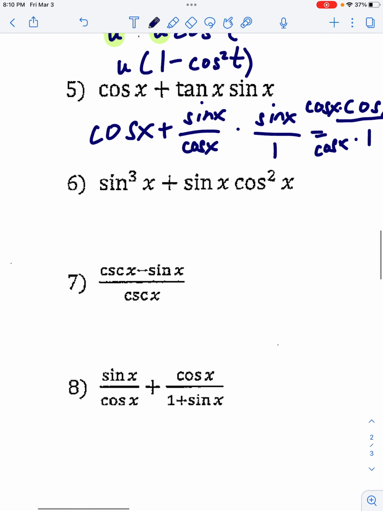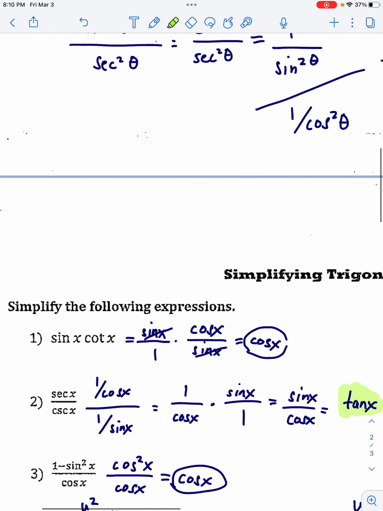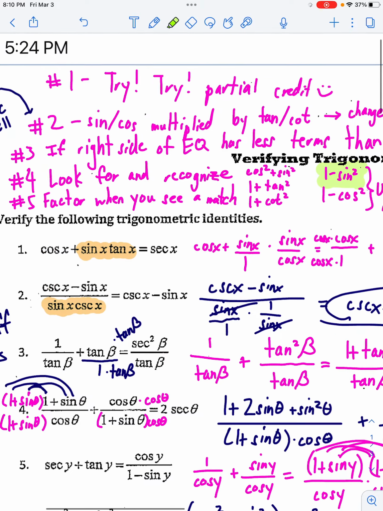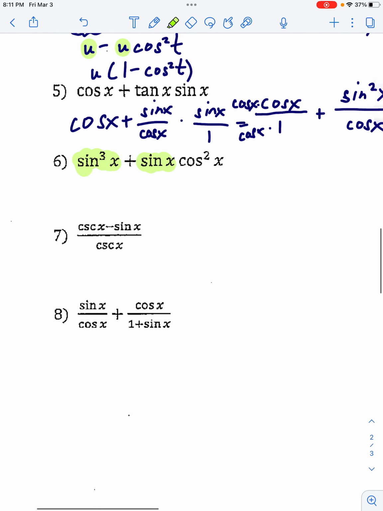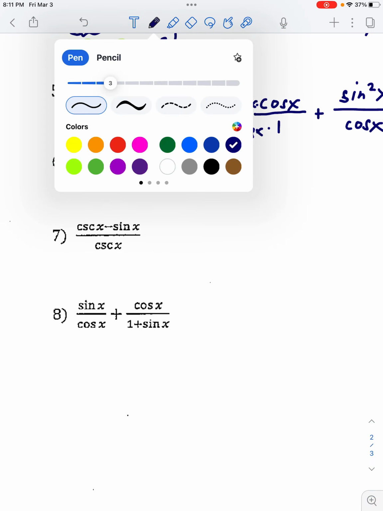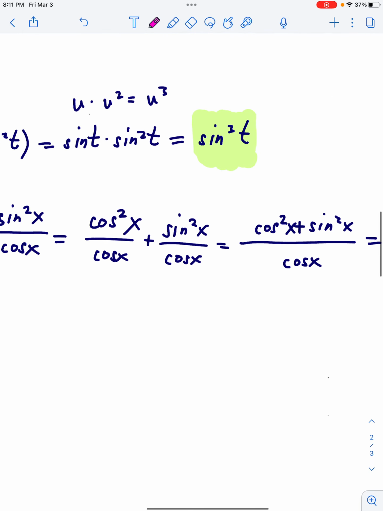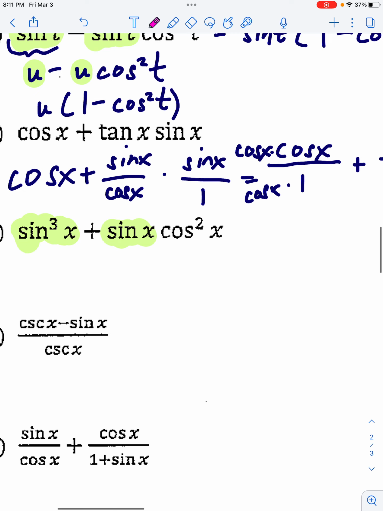Right here, number 6, 2 terms. You see a little match here, right? There's a sine x in both my terms. So use trick number 5. Sorry, guys, let me change colors. I bet this might be kind of hard to follow, which problem is which.